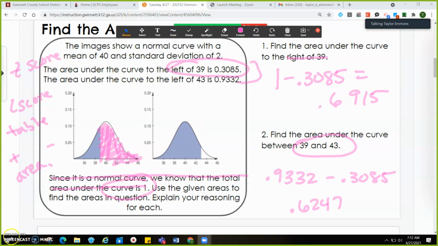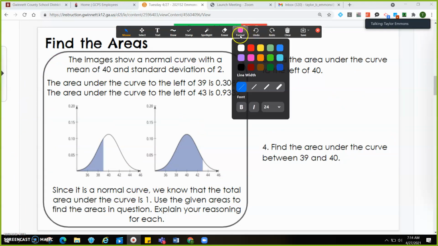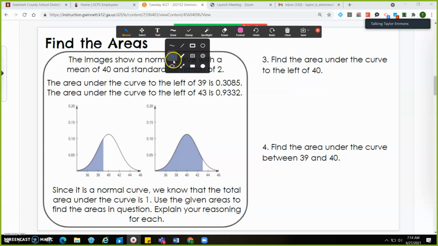Okay, so now it says find the area under the curve to the left of 40. Well, remember that 40 is our mean, right? So if the mean is 40 and we want to find the area to the left of 40, that's going to be 0.5. The reason why I know that is because if the mean is in the middle, then half of your data is to the left, right?